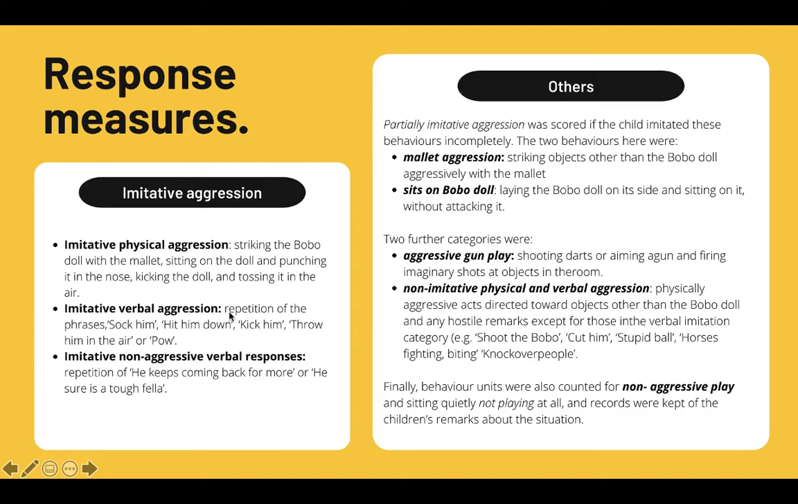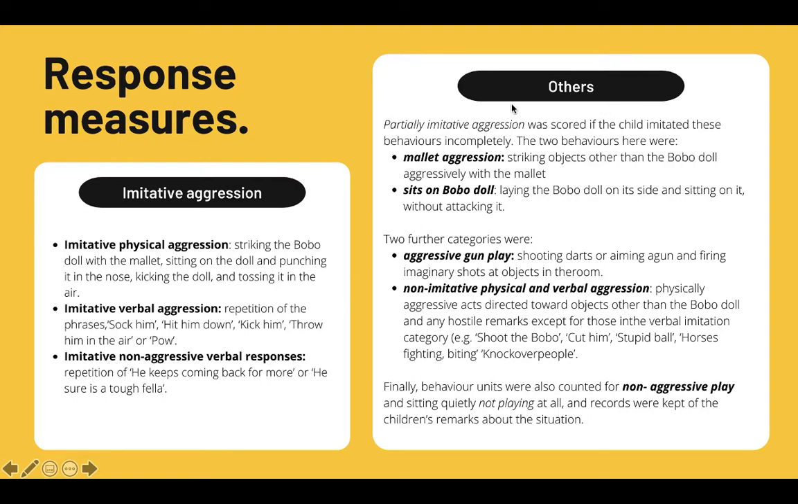Okay, so let's say they say "sock him," "hit him down," "kick him," "throw him in the air," or "pow." These are the things the model said, okay, in the aggressive condition during that room 1 thing. So if they say any of these things, that will fall under imitative verbal aggression, because they have imitated it. Okay, and there's also the imitative non-aggressive verbal response. So if he says "he keeps coming back for more," which is what the model said in room 1, or "he sure is a tough fella." These are the things that the model said in room 1. So if the kids say these things, that will fall under imitative non-aggressive verbal responses.